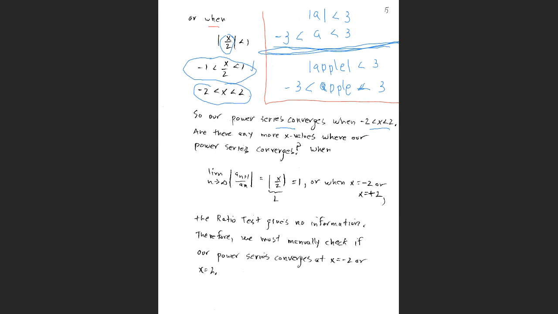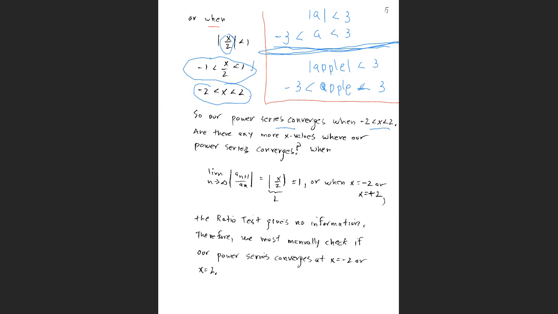And it will diverge if x is greater than 2 or x is less than -2, because that would make the absolute value of the common ratio greater than 1. So if x is greater than 2 or x is less than -2, our power series will diverge.